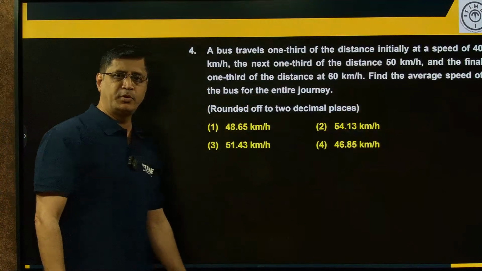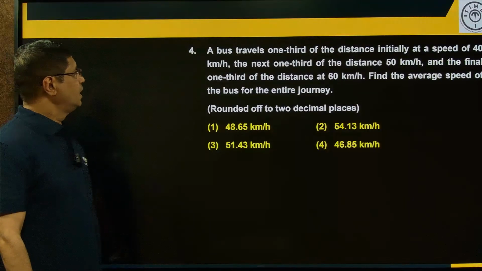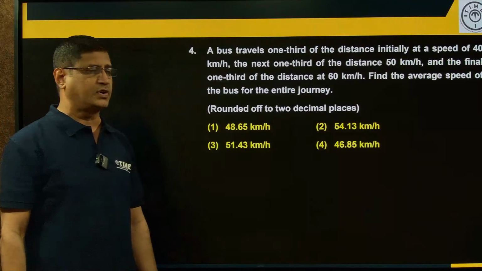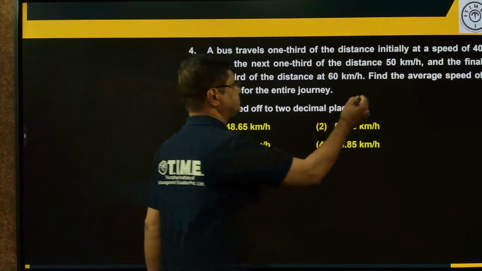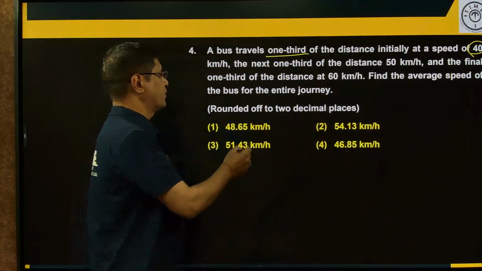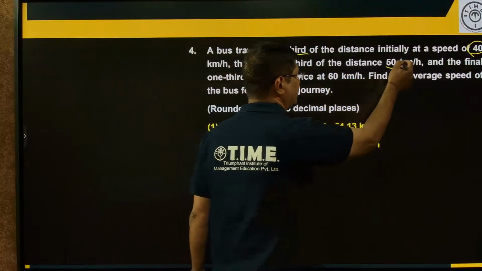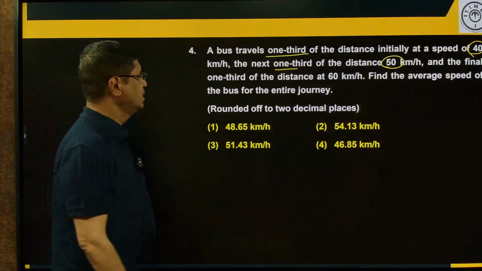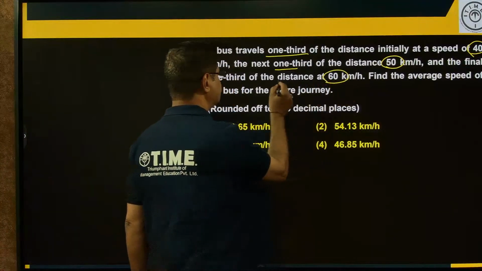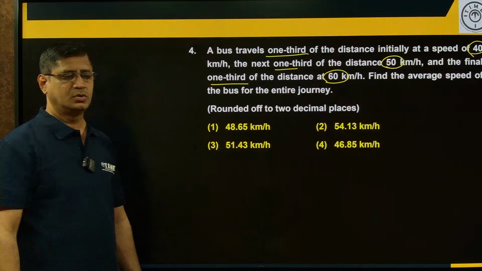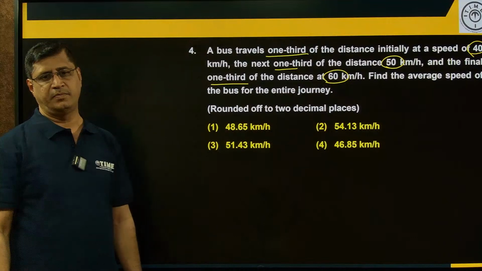Look at the next example on your screen. A bus traveled 1/3 of the distance initially at a speed of 40 kilometers per hour, the next 1/3 at 50 kilometers per hour, and the final 1/3 of the distance at 60 kilometers per hour. Find the average speed of the bus for the entire journey.